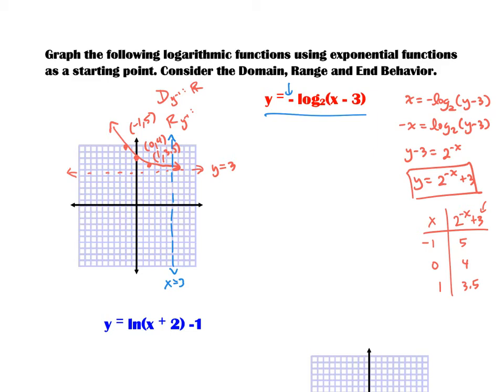So let's plot the following points. We know that if negative 1, 5 is on the exponential function, then 5, negative 1 will be on the logarithmic function. Okay, so let's plot that. 5, negative 1 would be here. Okay, if 0, 4 is on the exponential, then 4, 0 will be on the log. If 1, 3.5 is on the exponential, then 3.5, 1 will be on the log. Okay, so we're going to see a graph that looks just like this. And that makes sense, right? If I sketch the line y equals x, those two functions look like a nice perfect reflection along that line. So this would be the function y equals negative log base 2 of x minus 3.